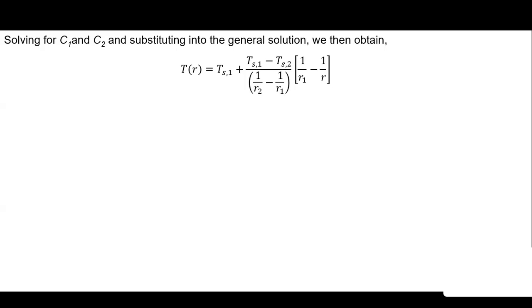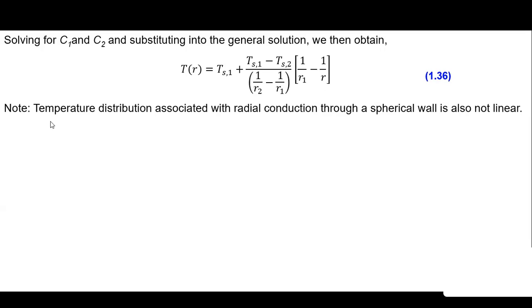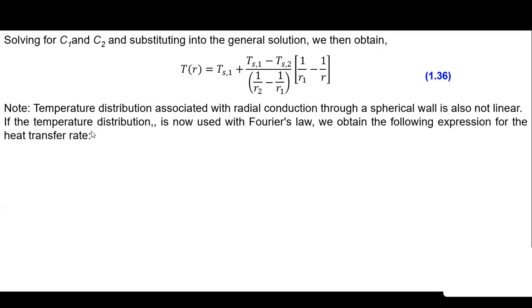So this equation will enable us to calculate the temperature at any point in the object in between R1 to R2. Now we can use the same Fourier law of conduction. Before that, the temperature distribution in radial conduction through a spherical wall is also not linear. It is not logarithmic, but it is not linear in this case also. If the temperature distribution is now used with Fourier's law, we obtain the following expression for the heat transfer rate. If you use this temperature distribution equation along with Fourier's law, finding the temperature gradient and substituting back into Fourier's law, you will get this.